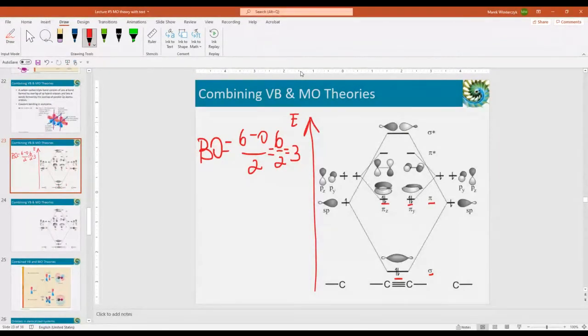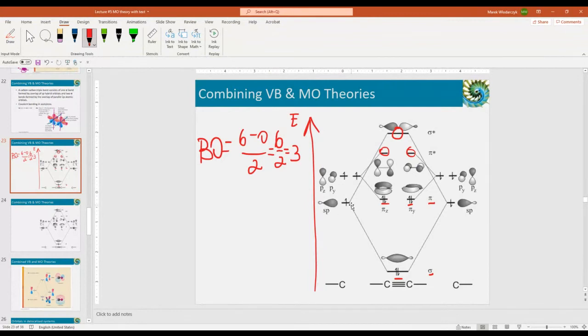So the first thing you do here: there are no electrons here, here, and here. These are the pi antibonding and sigma antibonding orbitals. So therefore, the second value is 0 here. Okay. So once you calculate the bond order, you know that this is a triple bond.